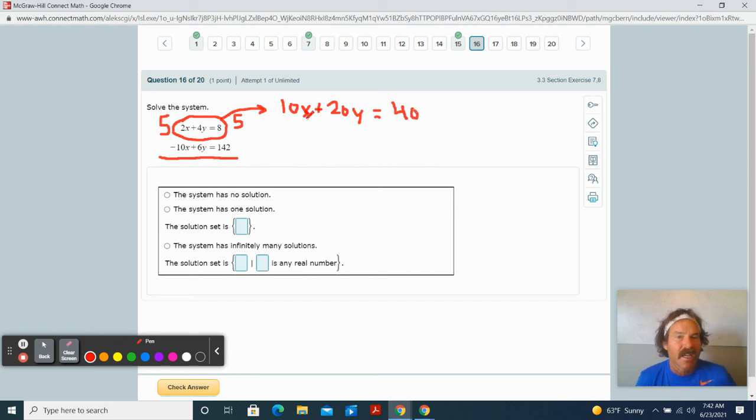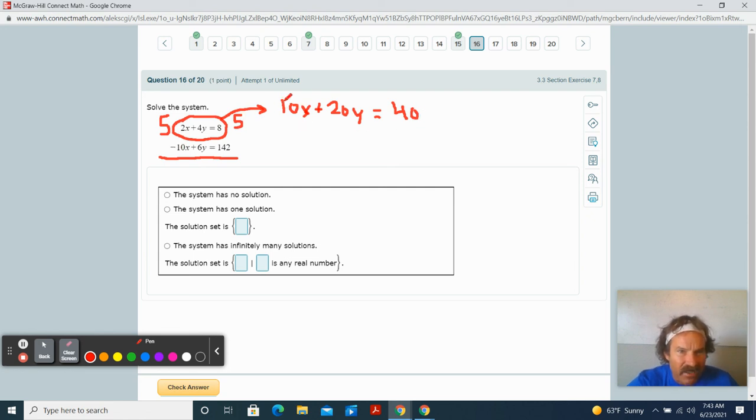So it's very consistent. You have to be fair. You have to multiply every number by the same number. And I chose 5 for a specific reason. I chose 5 because I saw that -10 underneath the 2x. So now I could add these equations together.